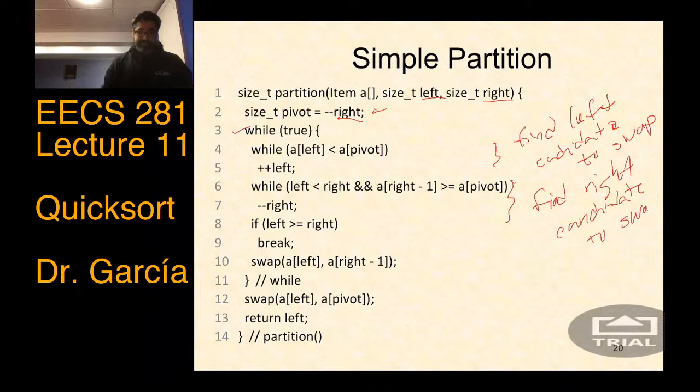Okay. Then if I get past each other, I'm done. That's line 8 and 9. I would break. And then once I find those candidates, I go ahead and swap those two.